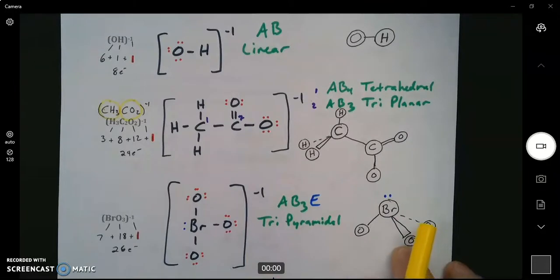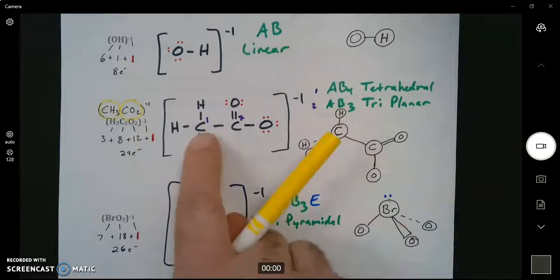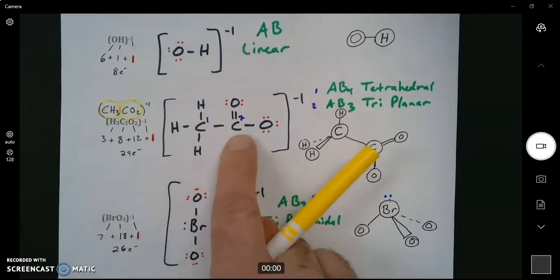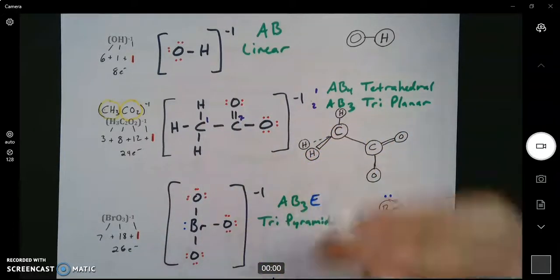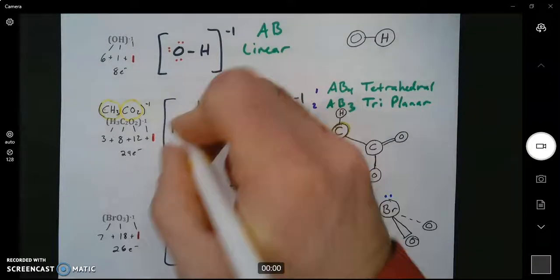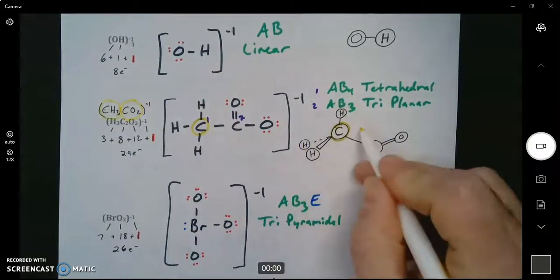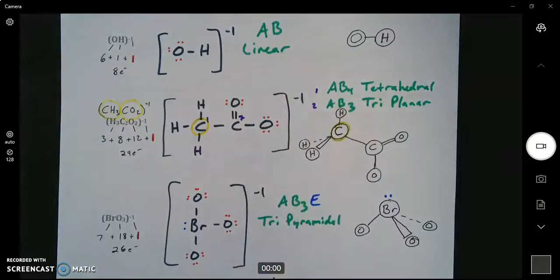The last thing I want to go through with you real quick is this Lewis dot, or the VSEPR. So the first carbon is A, 1, 2, 3, AB4. This carbon is A, 1, 2, 3, AB3. So this carbon right here is going to be a tetrahedral. So draw your tetrahedral. This carbon is going to be a triangular planar. Add the triangular planar onto it.